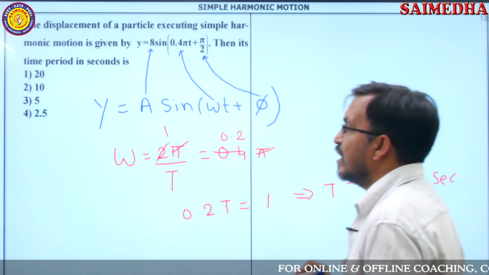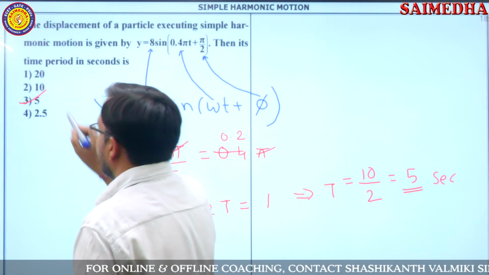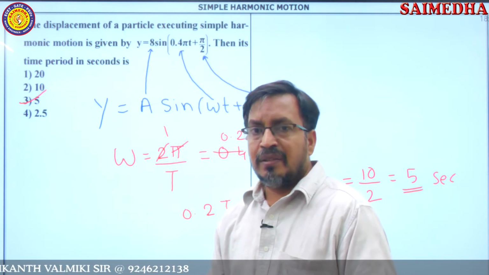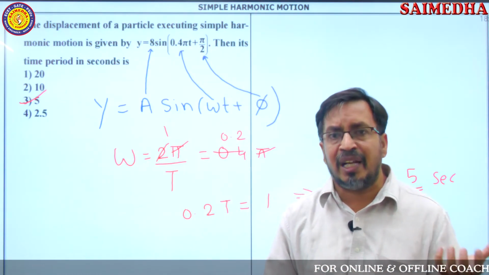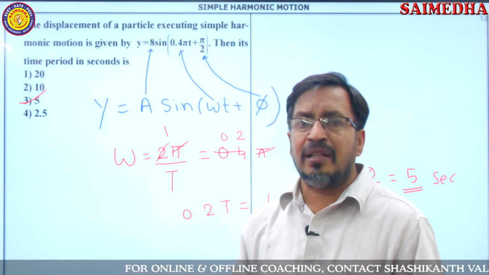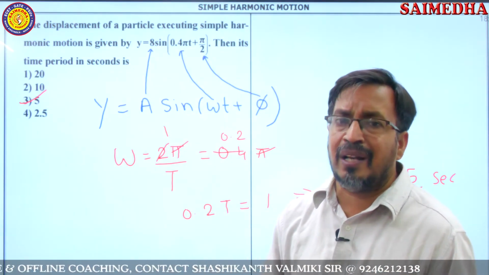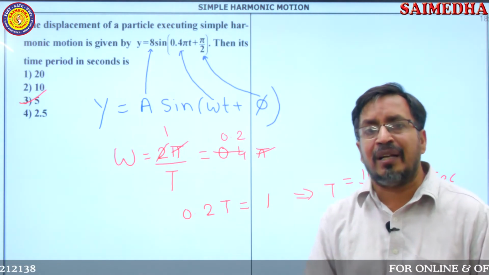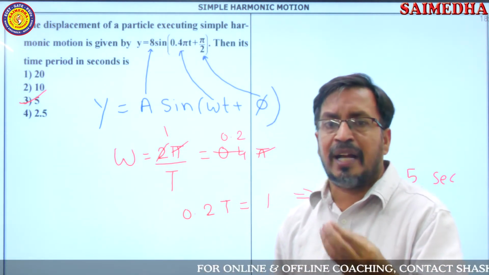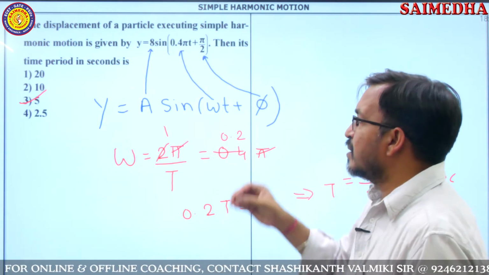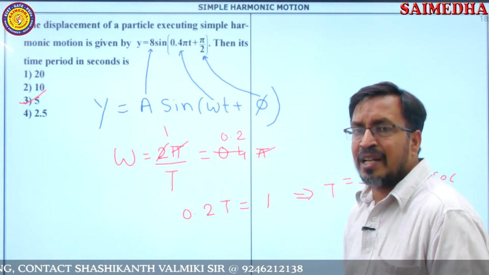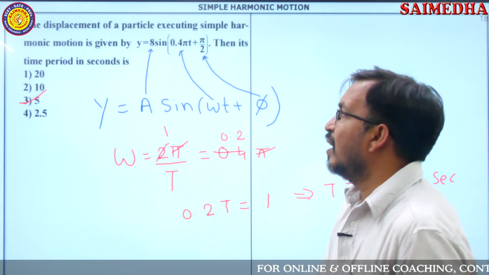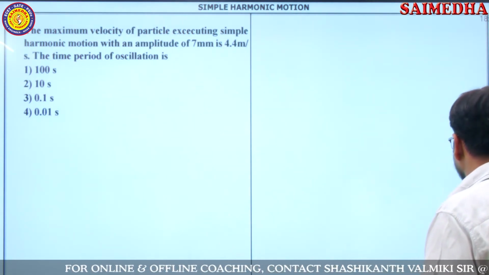In the 4 options, option 3 is 5. This is the answer. Sometimes they will give an equation, then you compare the given equation with the standard equation. Then they will ask the amplitude, the omega value, sometimes the frequency value, and similarly sometimes the time period also. So this is such a type of question: compare the standard equation with the given equation, then you will get the required answer. Now we will solve the next question.